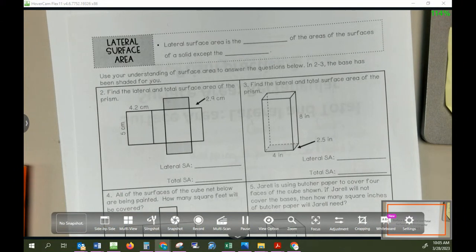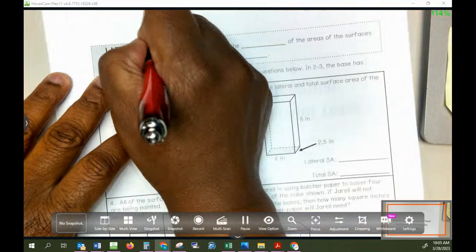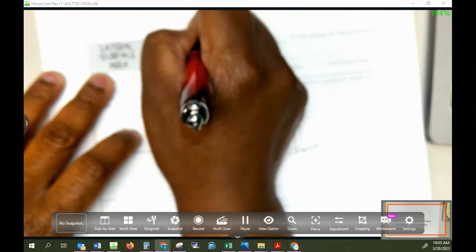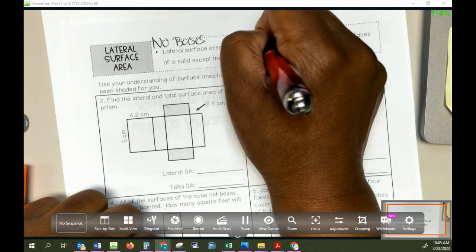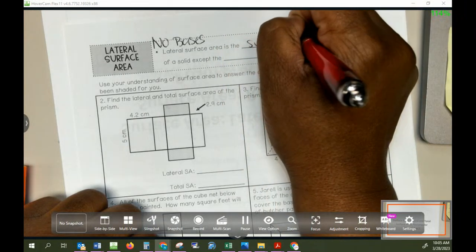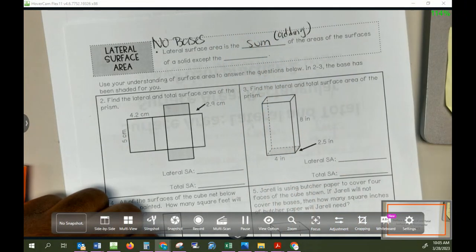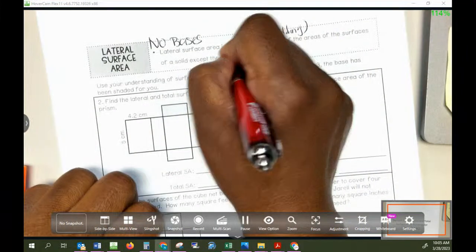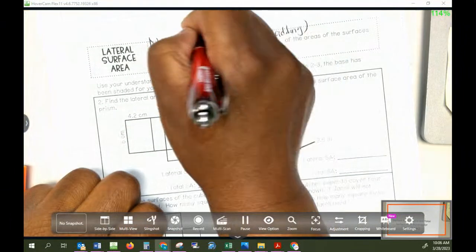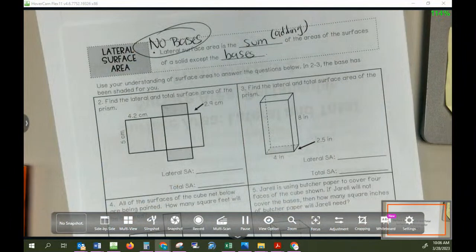Lateral surface area is referring to just the faces without the base. So lateral faces means no bases, because it's only going to be the sum. Remember, sum just means adding the areas of the surfaces of a solid except the bases. This is the most important piece that we need to know: no bases are in the lateral surface area.